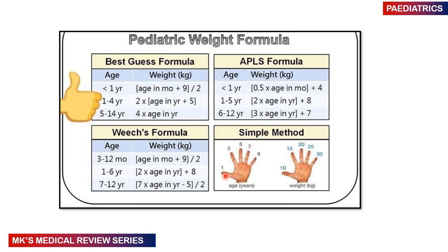As you can see, I'm moving by 2 years. From 1 year to 3 years, they should be between 10 to 15 kg. Between 3 to 5 years, they should be between 15 to 20 kg. Between 5 to 7, they should be between 20 to 25 kg. 7 to 9, they should be between 25 to 30 kg. So you can keep this simple method in mind, and these are the different ways in which you can calculate the weight of a child in pediatrics.